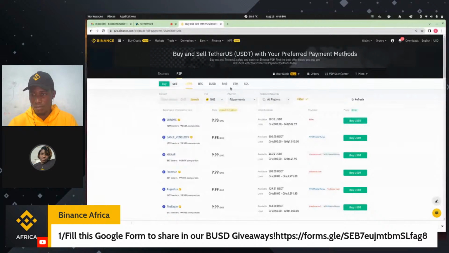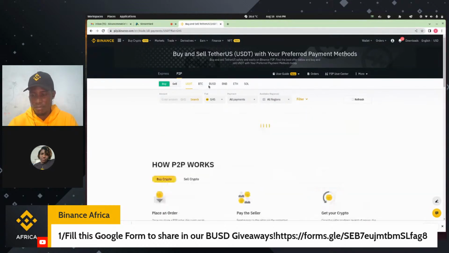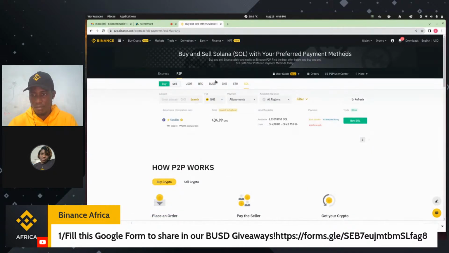So basically, let's take a tour of this entire interface. We have this interface up here, and this is our filter tool. The filter tool allows you to navigate whether you want to buy or sell, and then the kind of assets you want to buy or sell. If you want to buy USDT, BTC, BUSD, BNB, ETH, and Solana, whatever asset you want to buy and sell here on the P2P platform, you can use the filter tool here to help you do that.